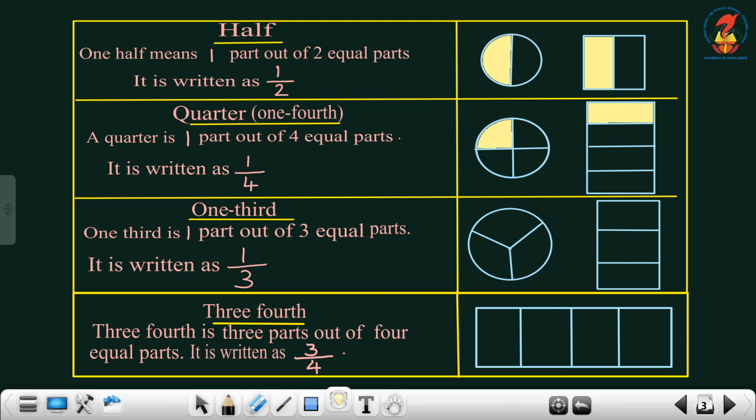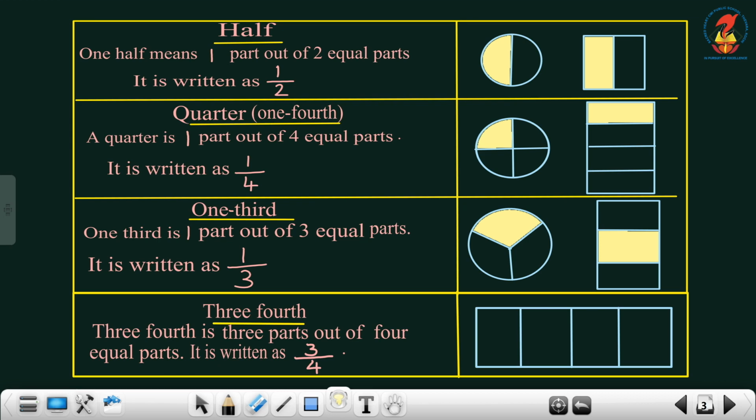Understand? Next is 1/3. What is 1/3? 1/3 is one part out of 3 equal parts. It is written as 1/3. That is one part out of 3 equal parts. Here you can see 3 equal parts, 1, 2, 3. In this, one part is called the 1/3. Understand? Here also you can see 3 equal parts, 1, 2, 3. In this, one part is called the 1/3.